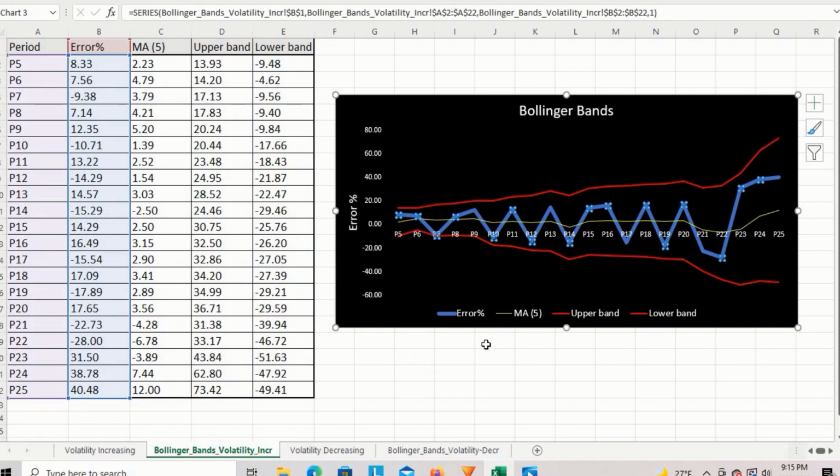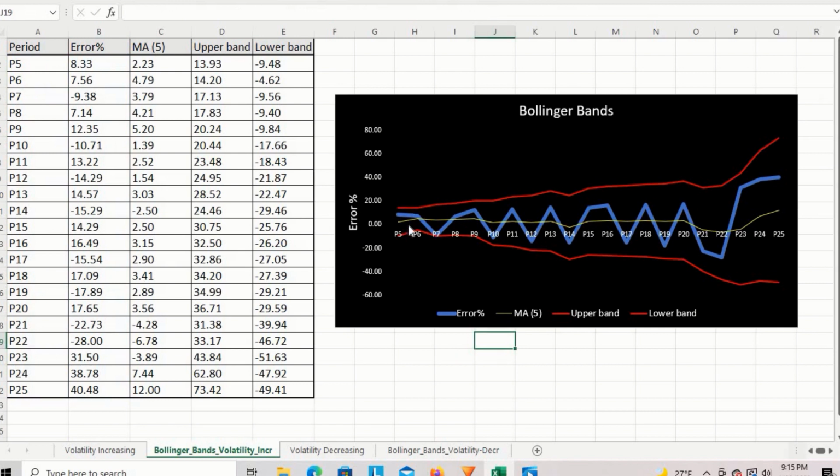Okay, so the more the difference between upper and lower band, meaning the more the gap between those two lines, the more the volatility. Okay, if you see that in the beginning periods the gap was low and it's continually increasing over a period of time. And here after period 21, see the gap is too high, so meaning that volatility is increasing over a period of time.